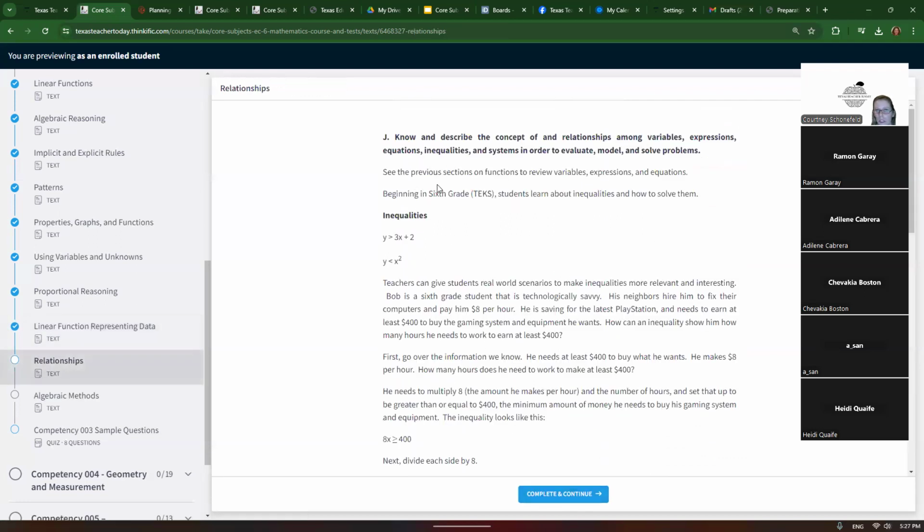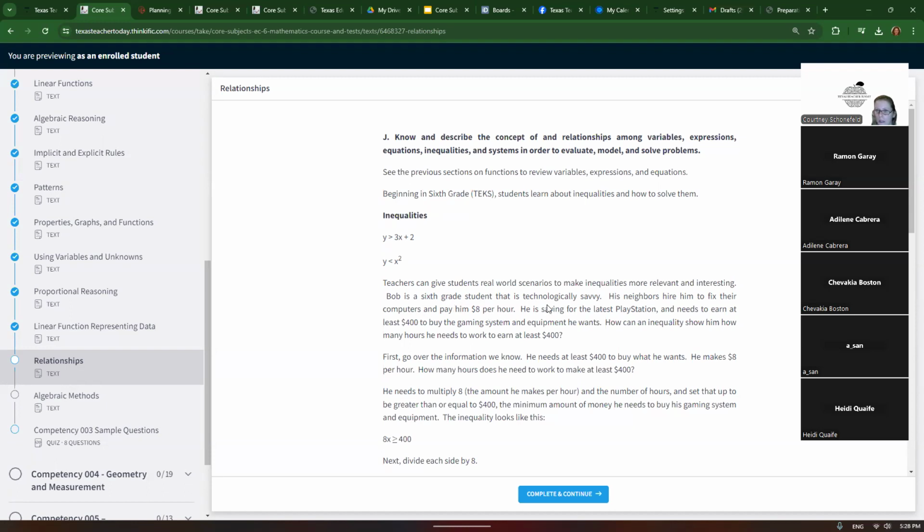Next, we have relationships. So we need to know about variables, expressions, equalities, inequalities, and systems to evaluate, model, and solve problems. So inequalities are when you have a greater or less than sign, right? Y is greater than 3x plus 2, y is less than x squared. Teachers can give students real-world scenarios to make inequalities more relevant and interesting.